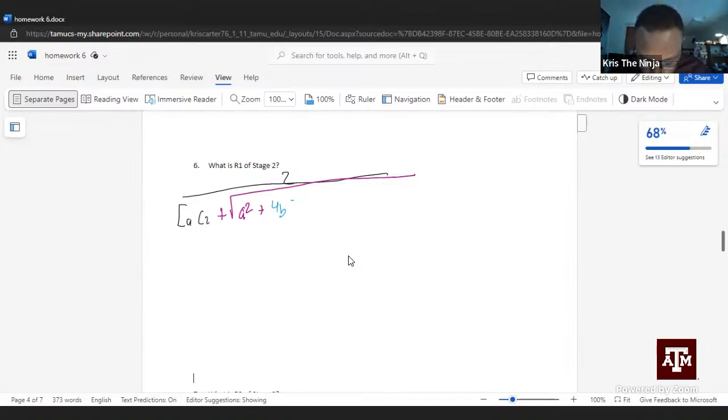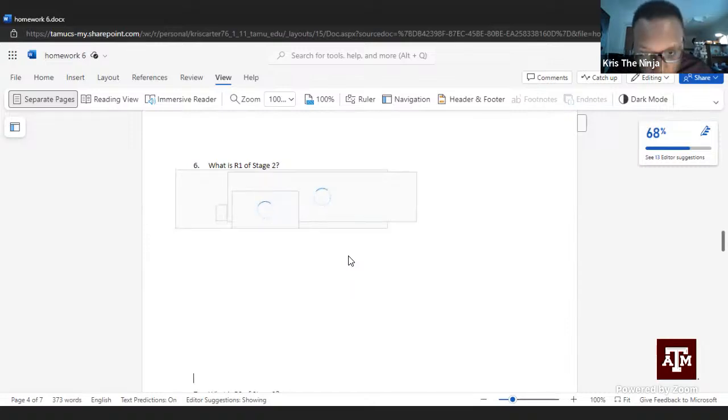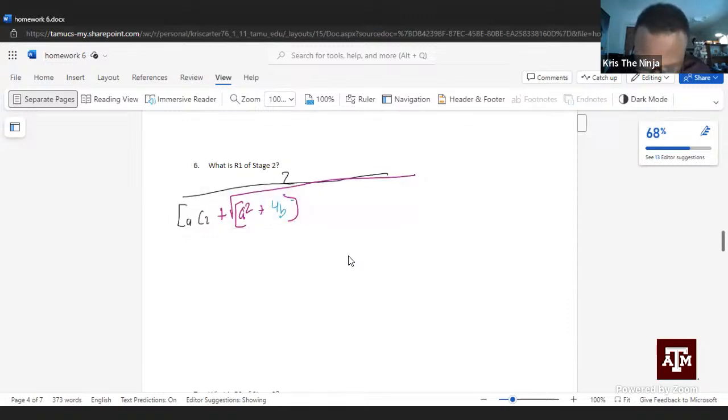4B, these should be bracketed, multiplied by C2 squared, minus 4B C1 C2. And then that whole thing is in brackets. And that was omega C. Okay, cool.